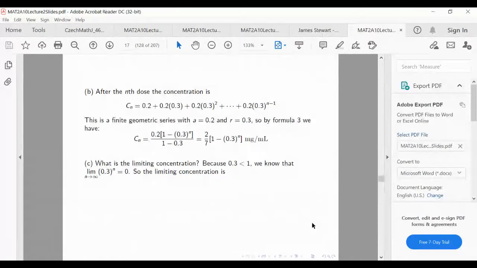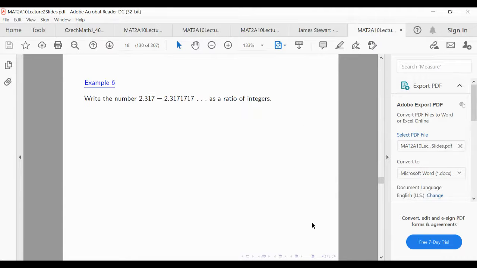What's that point? And so the limiting concentration can be calculated by taking the Cn and calculating the limit as n goes to infinity for that expression. And when we do that, the limit as n goes to infinity of 0.3 to the n is 0, right? And so we get 2 divided by 7.